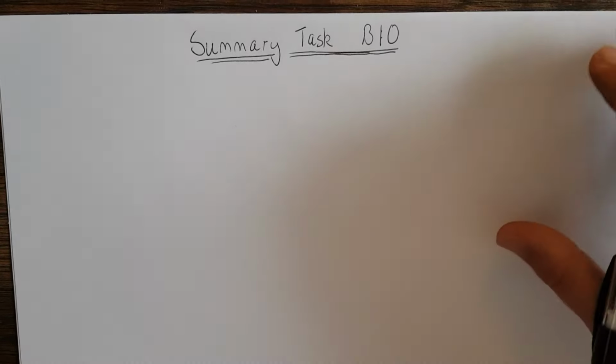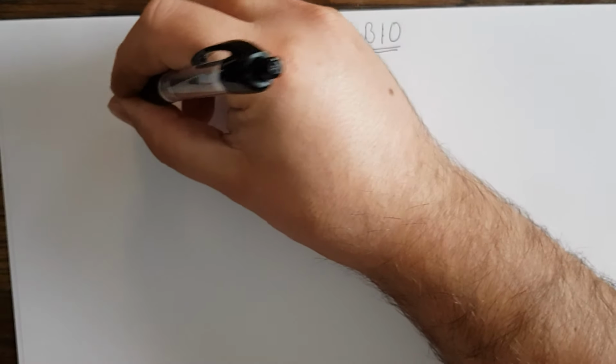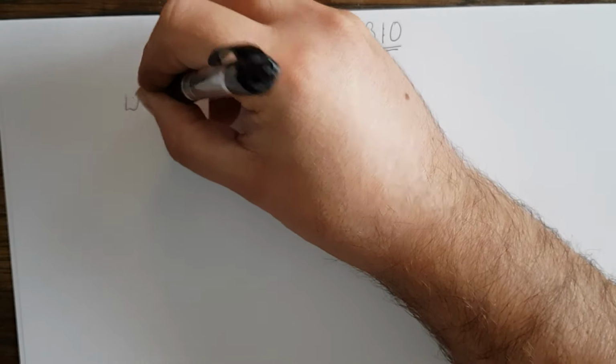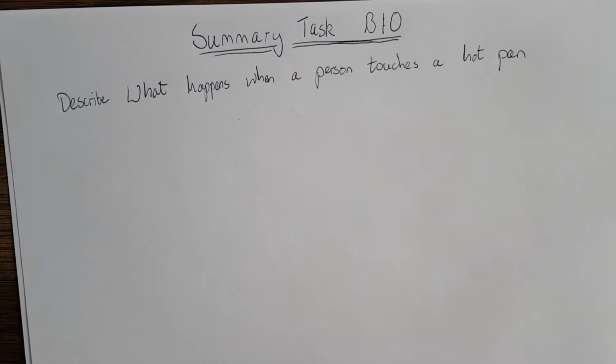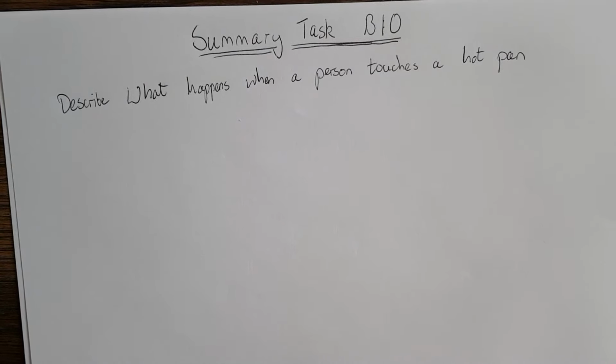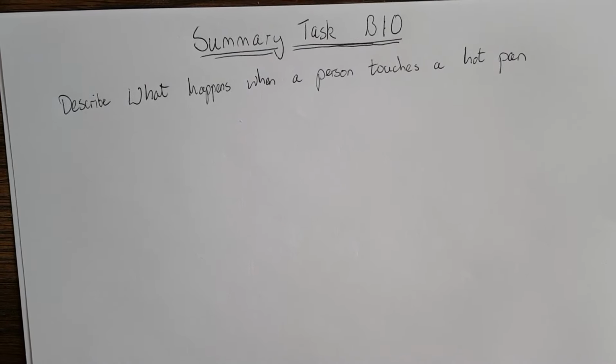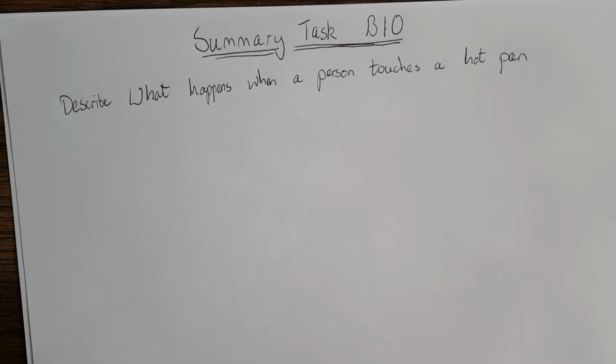So what I'm going to do, I'm going to just talk through one that is similar to task 1. Instead of having a mouse, we will have a person touching a hot pan and seeing what happens. So what happens, rather, describe what happens when a person touches a hot pan. And we're going to look at it in terms of the nervous system.